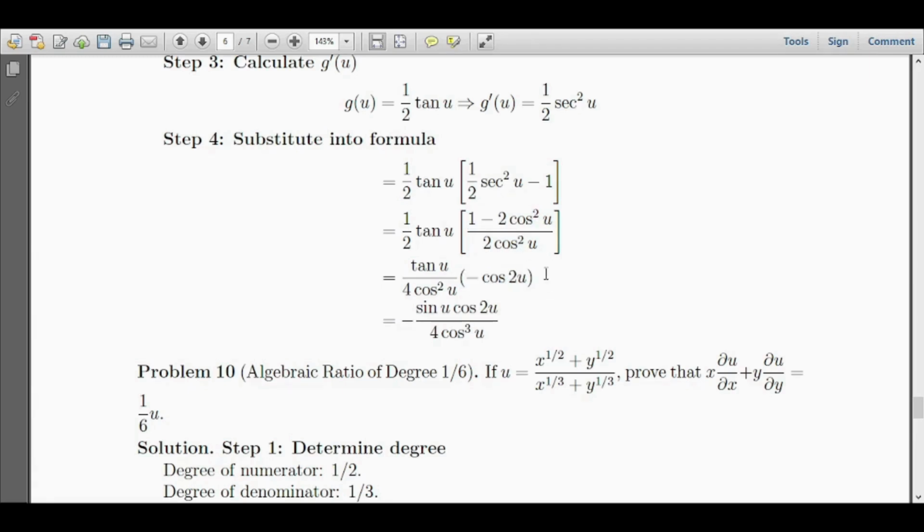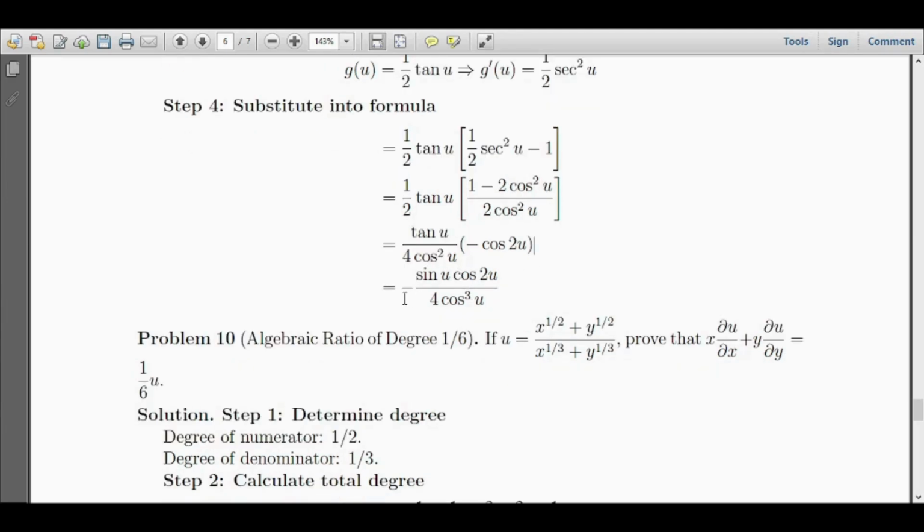How? By half angle formula. Half angle formula, cos square u equal to 1 plus cos 2u by 2. That means 2 cos square u minus 1 equal to cos 2u. Multiplying with minus sign, so that becomes 1 minus 2 cos square u equal to minus cos 2u, which will be minus sin u cos 2u by 4 cos 2u.